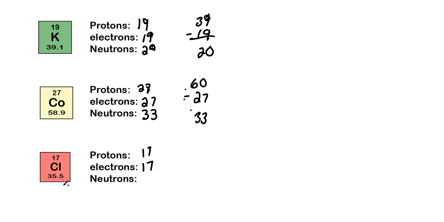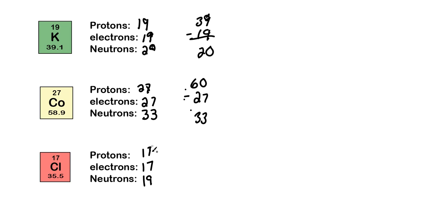What's going on here is we have something called isotopes. An isotope is where different atoms of chlorine will have a different number of neutrons. So right now for this we're going to round, so we're going to go 35.5 to 36. 36 minus 17 is 19. So we got 19 neutrons. And my pen isn't working. There we go. 19 neutrons.